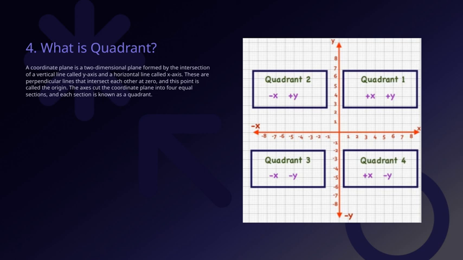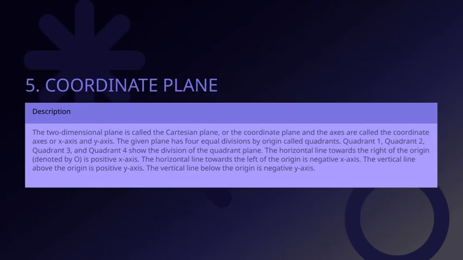Each of these parts is known as a quadrant. Understanding these quadrants is fundamental because they help us locate points and analyze their positions relative to the origin. So, as we move forward, keep in mind that these quadrants provide a helpful way to organize and interpret coordinates in the plane. Let's take a closer look at the coordinate plane, which is also known as the Cartesian plane.